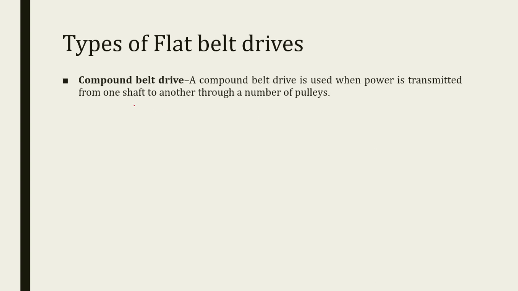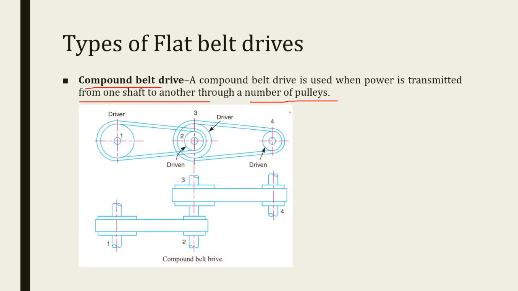The next type of drive is the compound belt drive. A compound belt drive is used when power is transmitted from one shaft to another through a number of pulleys. Generally, this compound belt drive is used when you have to transmit the power to a larger distance than the distance available to you.